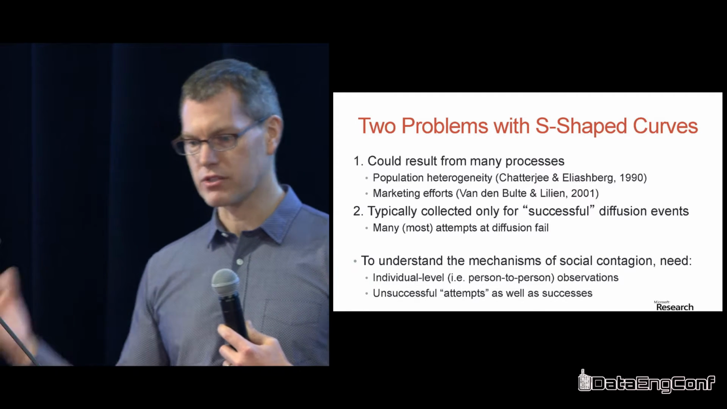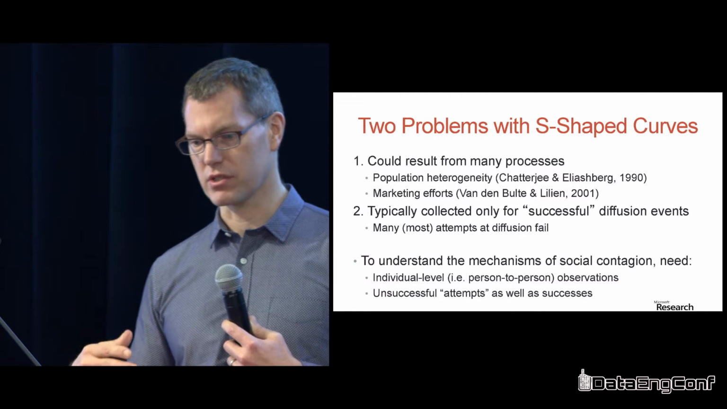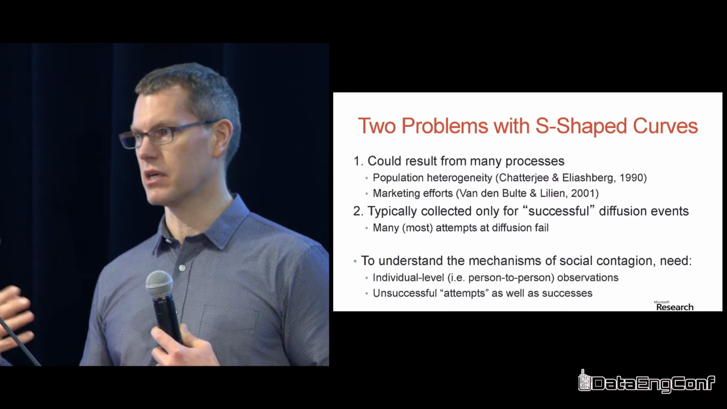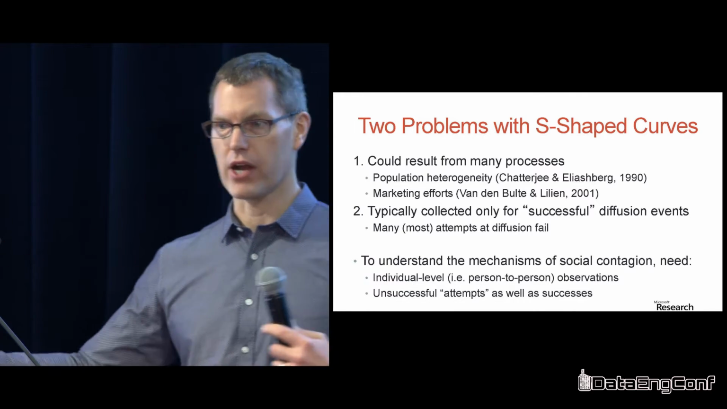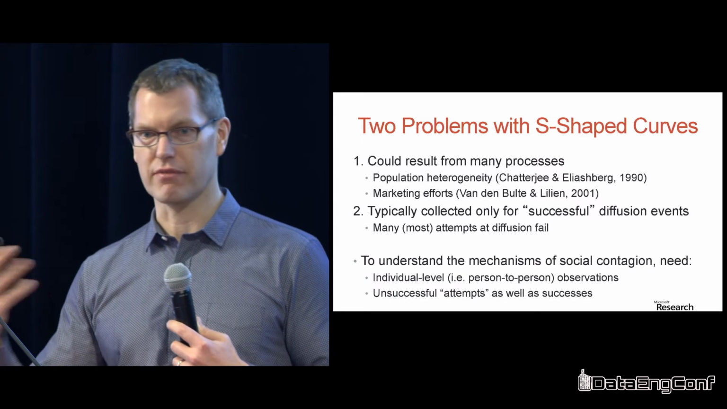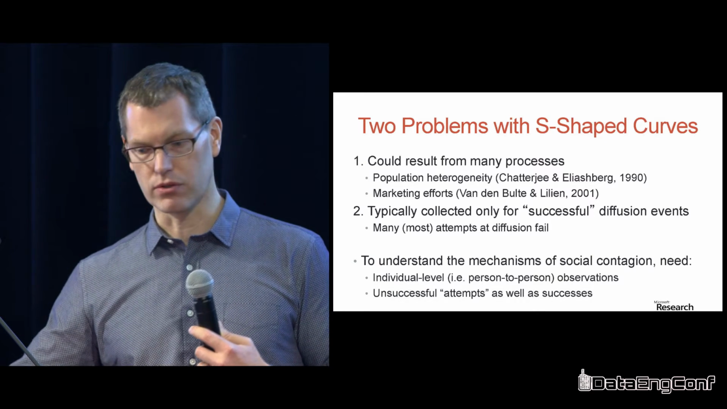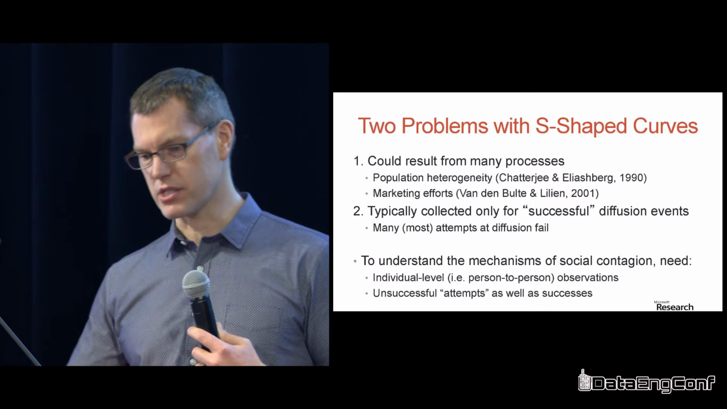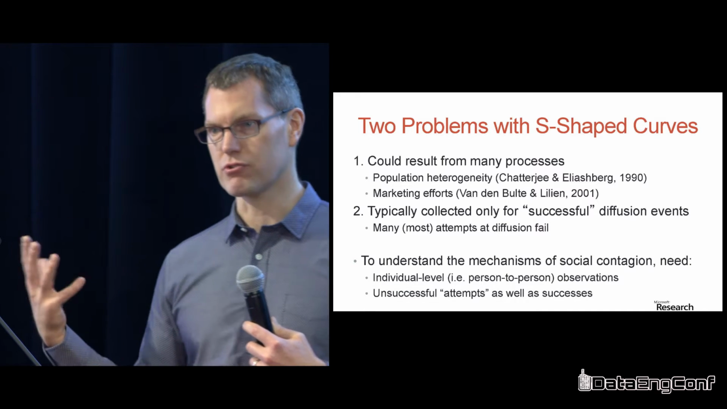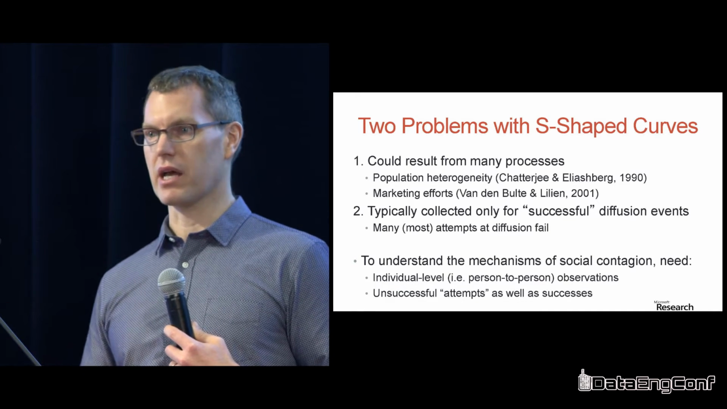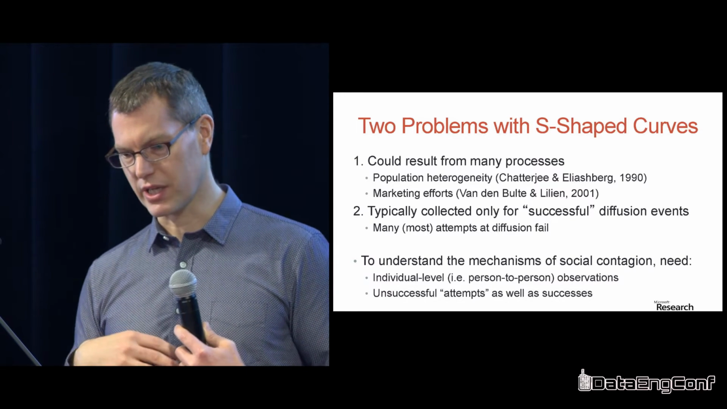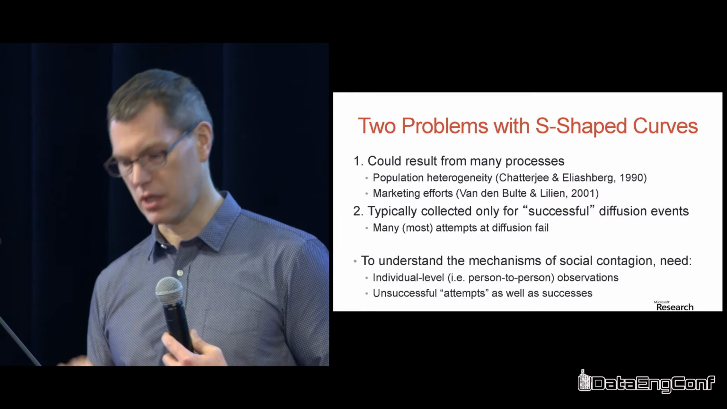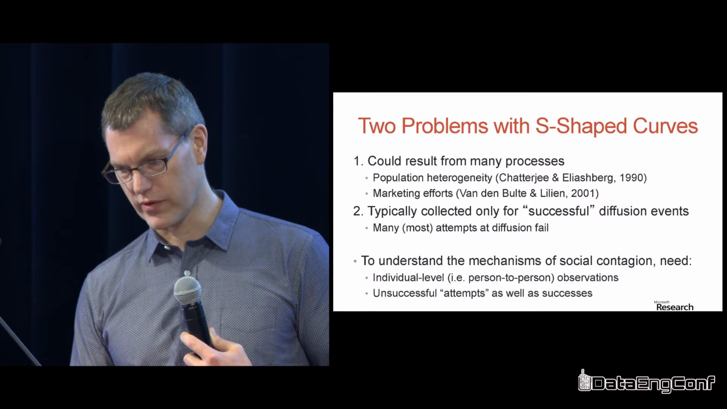And in fact, there are lots of different ways to generate S-shaped curves, some of which have nothing to do with contagion at all. So even if you just assume that there's some kind of heterogeneity in your population, people just have different propensity to click on the thing or to adopt the thing, you can easily generate S-shaped curves. If you introduce any kind of marketing or media effort, you can get any shaped curve you want, including an S-shaped curve. And so you really can't reject any other model from that sort of evidence.